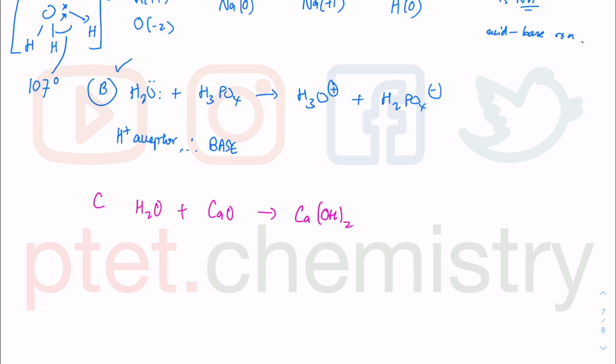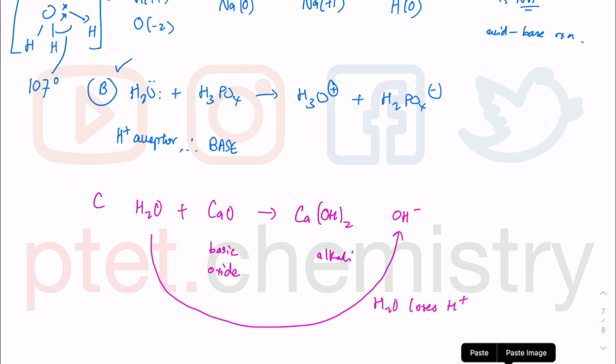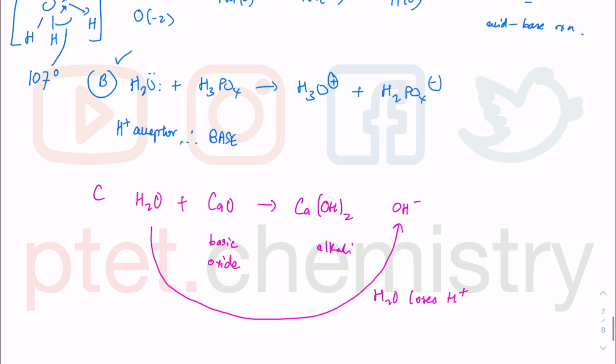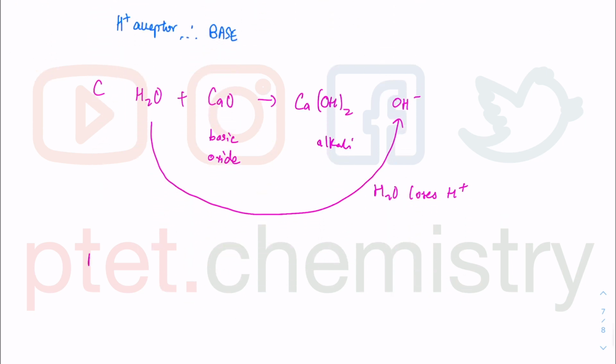So this is not acting as a Bronsted-Lowry base, because for the H2O there, this is a basic oxide. When you dissolve it in water, you're going to get an alkali. So that has not really accepted a proton. This is OH minus. Going from here to here, the H2O loses the H plus, so it is not a proton acceptor as required by a Bronsted-Lowry base.